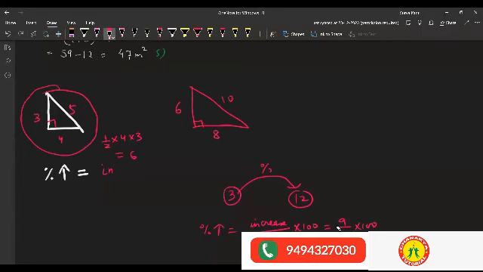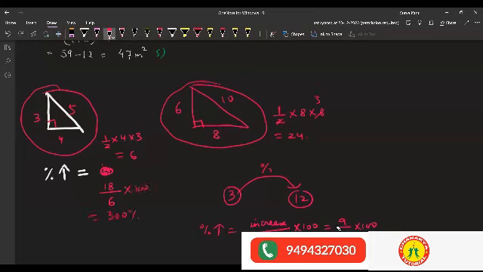Same thing if you take it like this, when it is made larger, it becomes half into base into height, which is 24, right? So now if you do the answer, what you'll get? 24 minus 6, that is 18. So 18 by 6 into 100. So here also 300% will come. Understood here? So both are 300%. Yes, it's the same for any triangle.